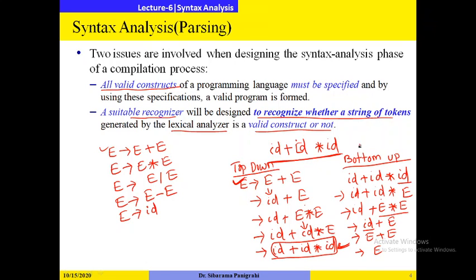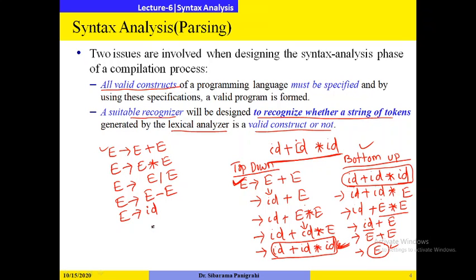Now here you see, in bottom-up parsing, we start with the target string and try to reduce it to obtain the start symbol of the grammar. Whereas in top-down parsing, we start from the start symbol and try to derive the target string. So in top-down parsing, we start from the start symbol and end up with the target string, whereas in bottom-up parsing, we start with the target string and end up with the starting symbol. If the target string or the starting symbol is not achieved, it means it's not a valid construct of the programming language.